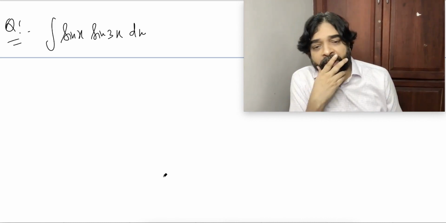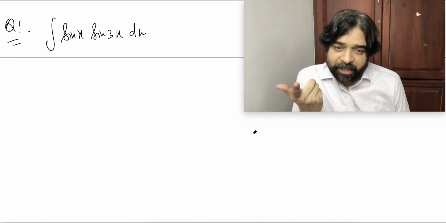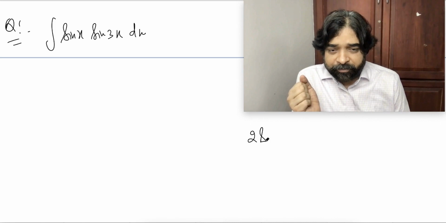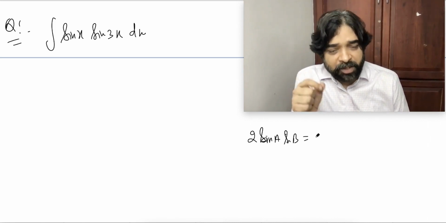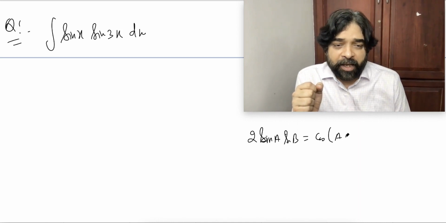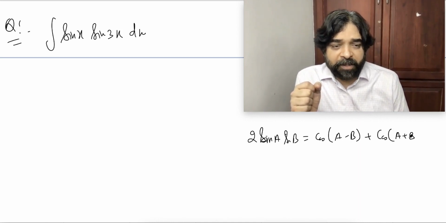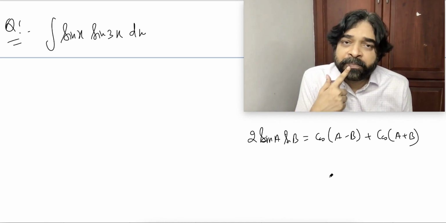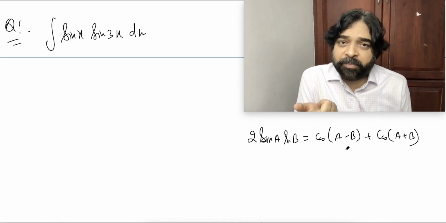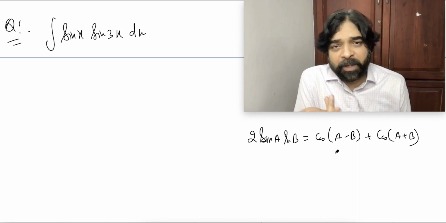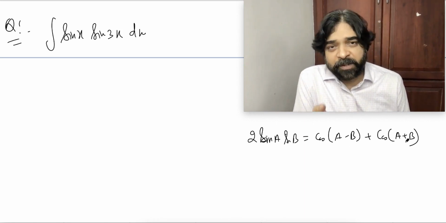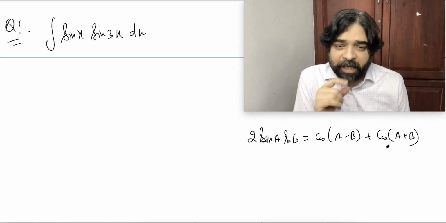Do we know any formula? Yes, I know. 2 sin A sin B is always equal to cos A minus B plus cos A plus B. Yes or no? Cos A minus B equals what? Cos A cos B plus sin A sin B. Cos A plus B is what? Cos A cos B minus sin A sin B.